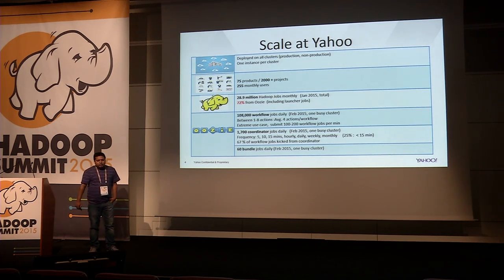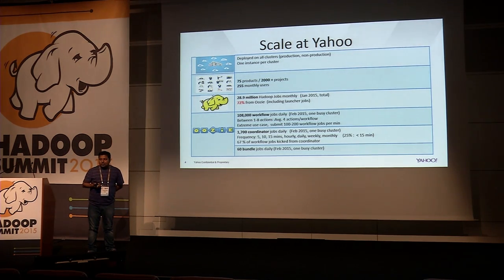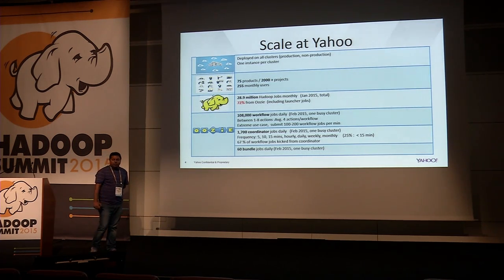Let's move on to scale at Yahoo. Currently, Oozie is deployed on all of the Hadoop clusters at Yahoo, and we have one instance per cluster. In terms of products, we have around 75 products running on the cluster, and more than 200K projects. We have around 255 monthly users using Hadoop. In terms of Hadoop statistics, we submit around 29 million workflows monthly, and out of that, 72% are submitted from Oozie.